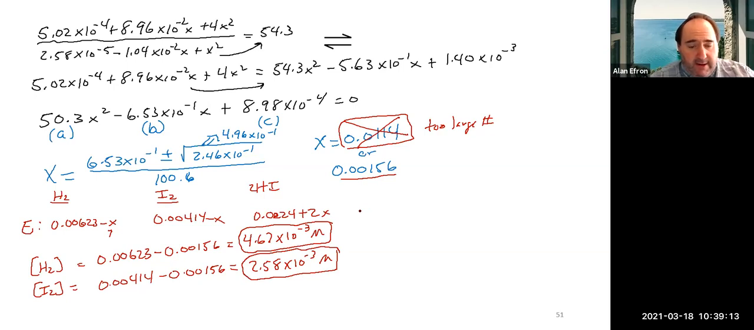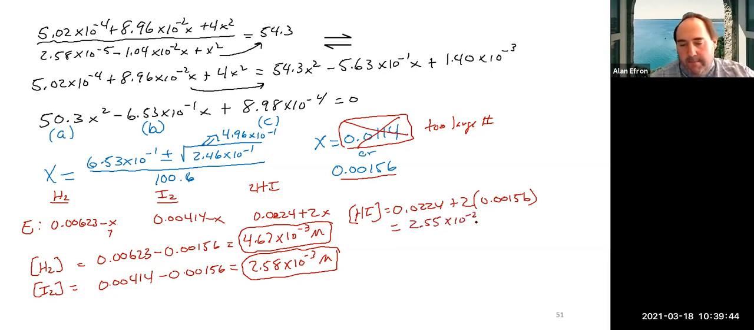And lastly, our HI here would be our initial, which was 0.0224 plus 2 times our x value, which is 0.00156. And that ends up getting us, if I punched the number in right, that would probably help, 2 times 0.00156, or we'll call it 2.55 times 10 to the minus 2 molar as well. Any questions on any of those steps, where any of the numbers came from?